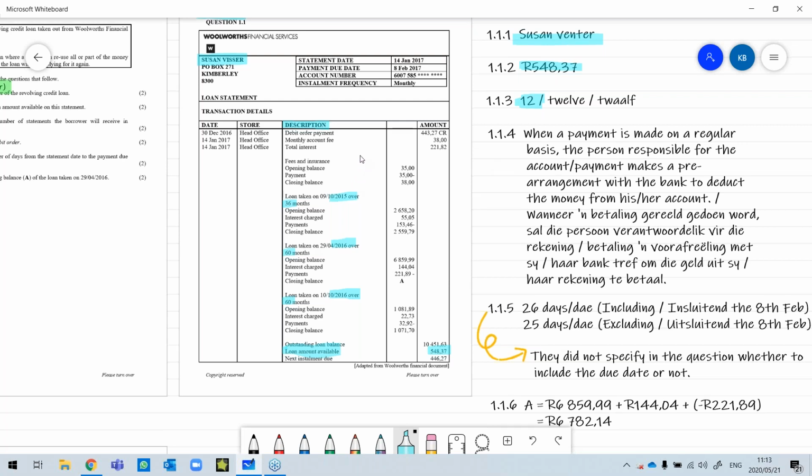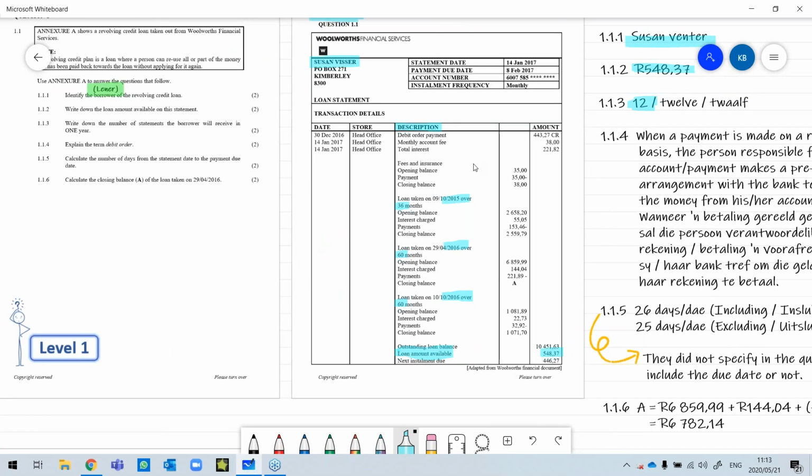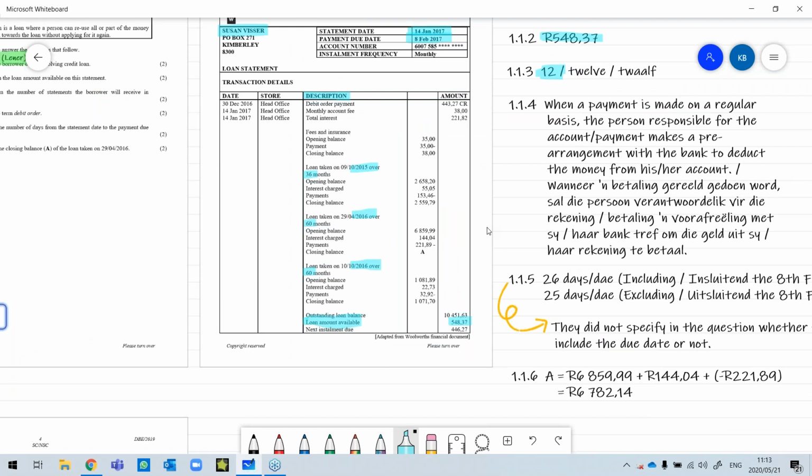Question 1.1.5. Calculate the number of days from the statement date to the payment due date. Okay, so let's have a look here right at the top of our statement. The statement date is the 14th of January. The statement due date is the 8th of February. So this question asks you to determine how many days are there from the statement date to the payment due date. Now, let's have a look.